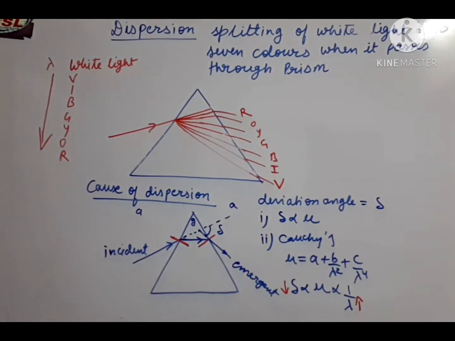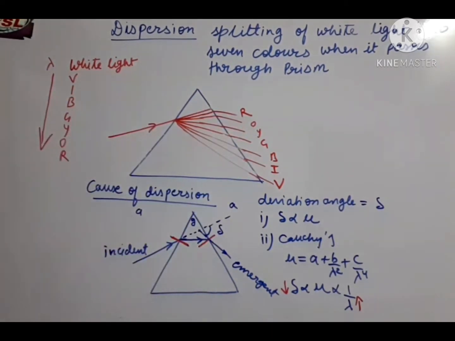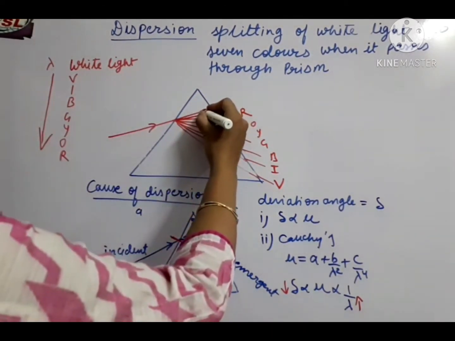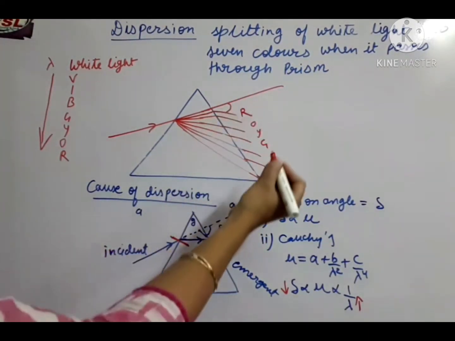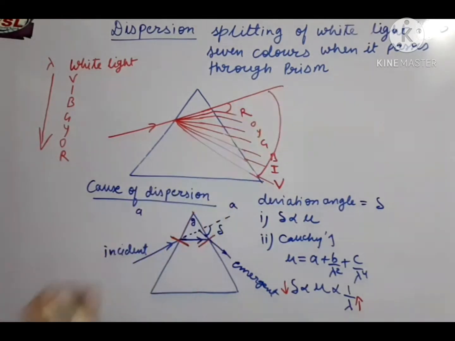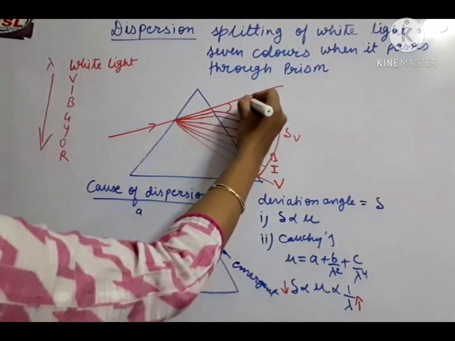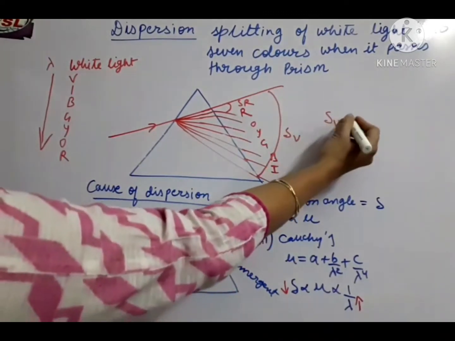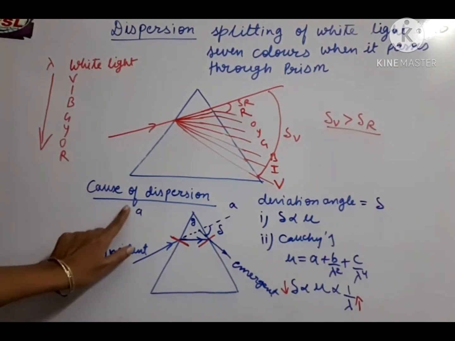So we get the order of the colors from the prism, the reverse VIBGYOR. If this is the original path of the light, red color's deviation is this much and violet color's deviation is this much. If I name them delta V and delta R, then delta V is greater than delta R. So this is the cause of dispersion.